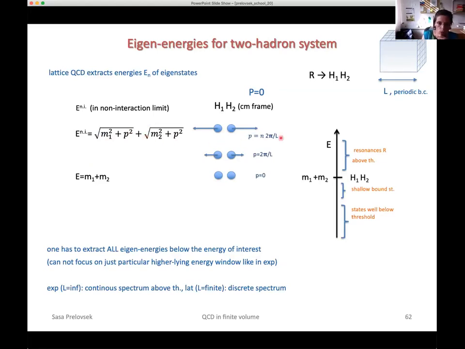The one point to note is that, of course, the spectrum is discrete, not continuous. In experiment, the volume is the whole universe, so L goes to infinity. And since L goes to infinity, the relative momentum is arbitrary, so you can reach any energy above threshold. The energies are continuous.